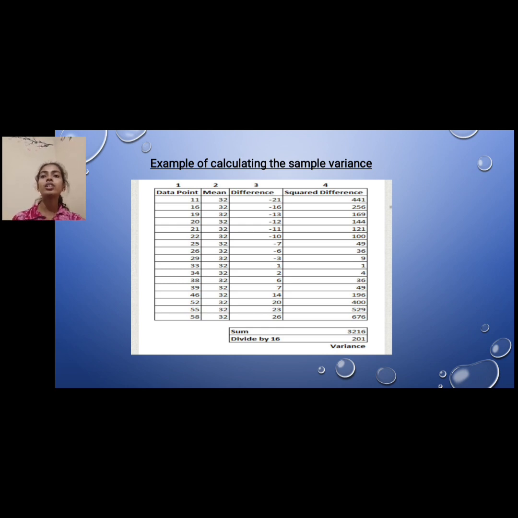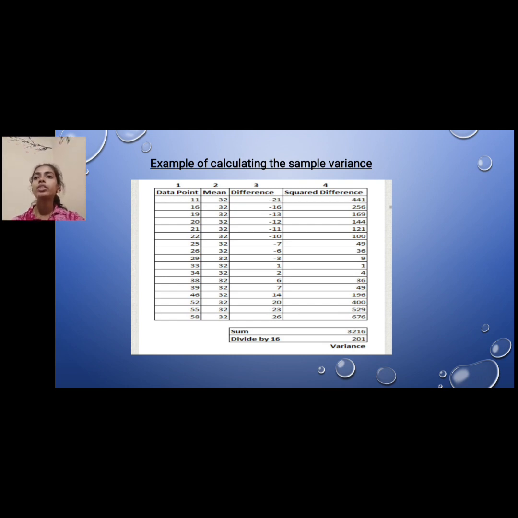Finally, I take the sum and divide by 16, because I am using the sample variance equation with 17 observations. 17 minus 1 is 16. The variance for the dataset is 201. Let us solve the problem.